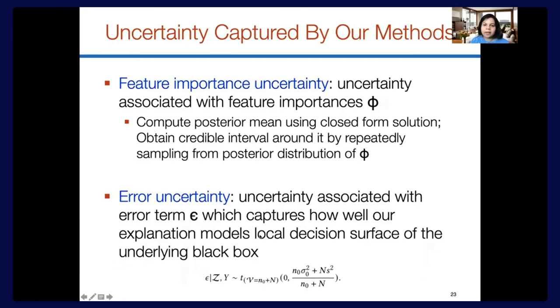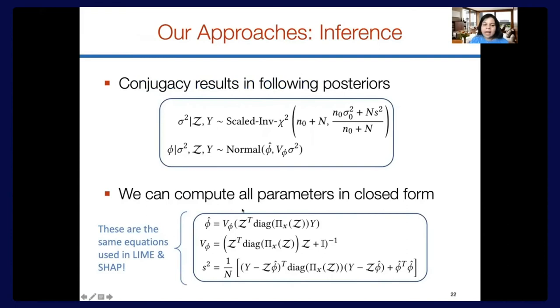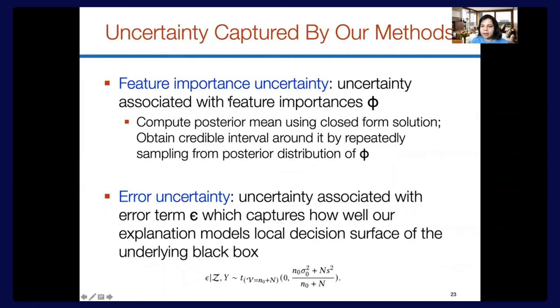But it does not stop there. There's more. Our model captures two kinds of uncertainty. One is the uncertainty on the feature importances itself. And how do we get this uncertainty distribution? We compute the posterior mean using this closed form solution. Once we have this mean of the feature importance computed, we can just plug that into this equation and repeatedly sample from this distribution to get a credible interval, like a 95% credible interval. So you take this closed form value, plug it in here, and sample repeatedly from that distribution. That will give you what your 95% credible interval would look like for the feature importance uncertainty.